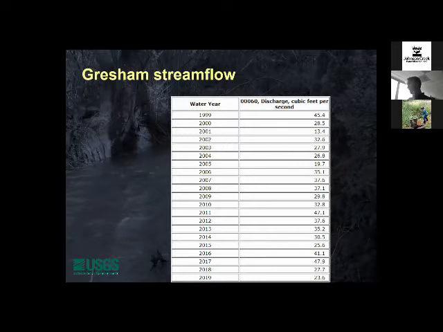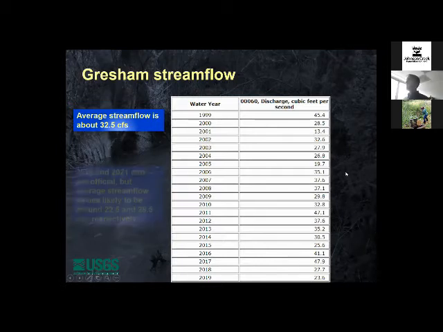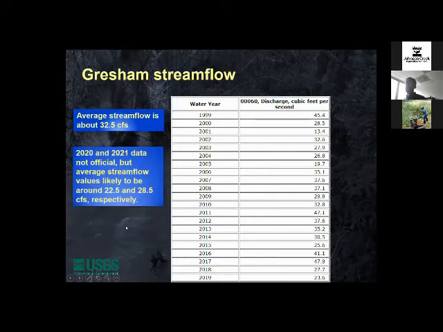If you take the last 21 years of data at the Gresham gauge, the average streamflow is about 32.5 cubic feet per second. We were down around 24 in 2019, and while our 2020 and 21 data are not official yet, they're looking like they're also well below that 32.5. So it's been kind of a dry few years here, as you're probably aware.